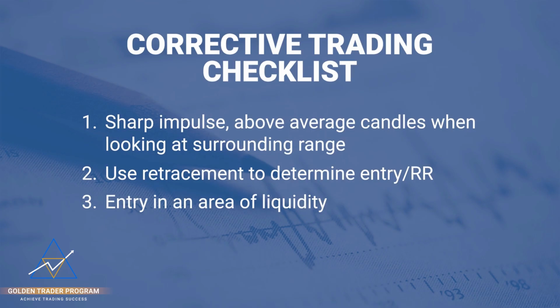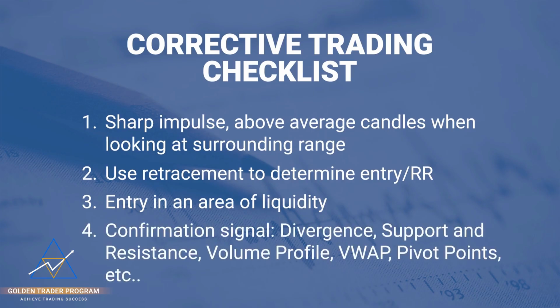Then lastly, we want to have a confirmation signal on every trade. We want to have something extra, and that could be any analysis you have, any indicator you use. But I like to use divergence, as I talked about, support and resistance, other levels there. It could also be things like pattern recognition, which I'm also going to talk about, the various different types of setups that we get in the strategy.